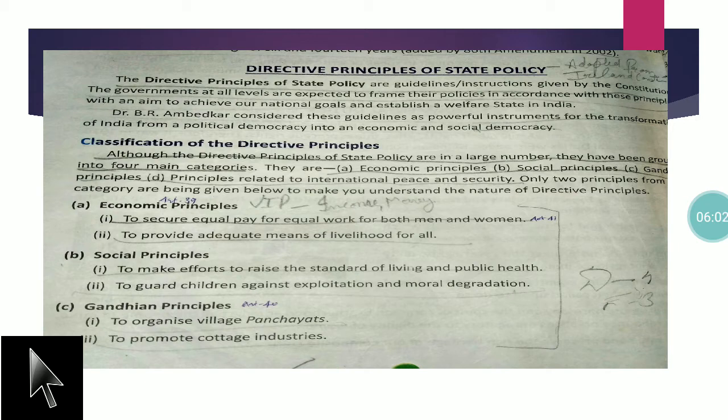Second, we have to provide adequate means of livelihood for all. Adequate means proper means of livelihood, which means equal opportunities for all.